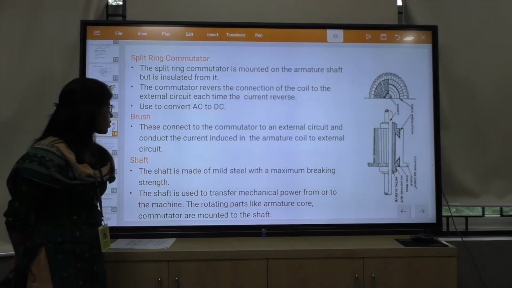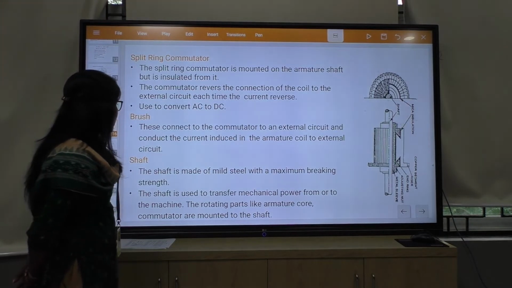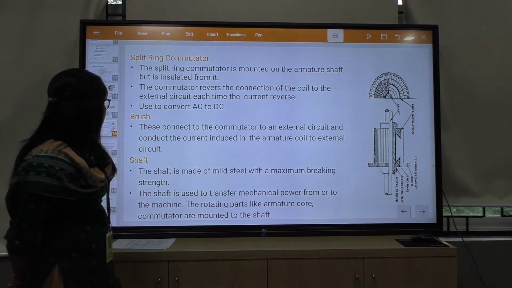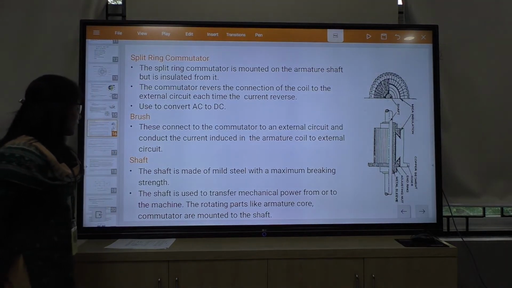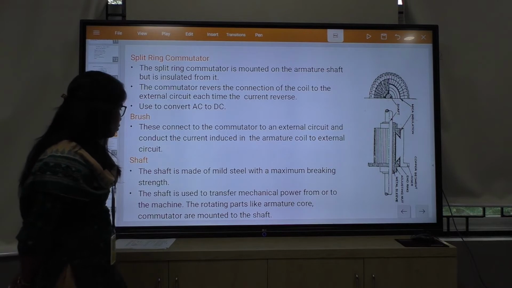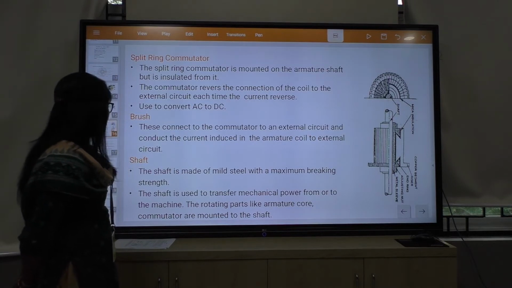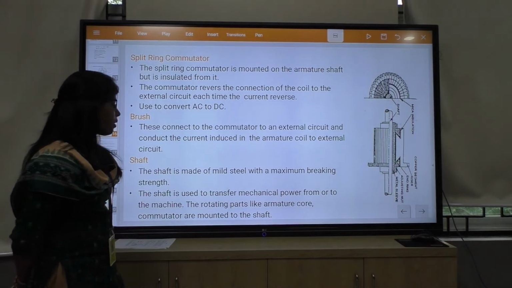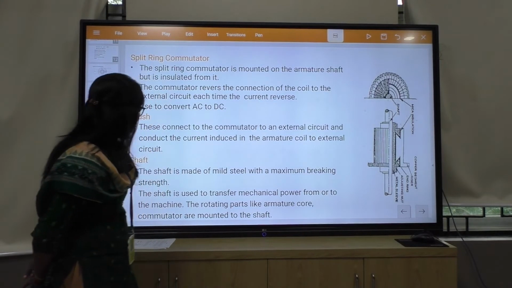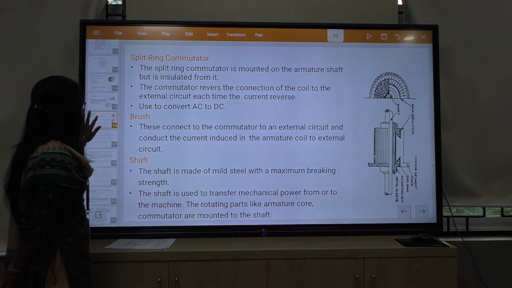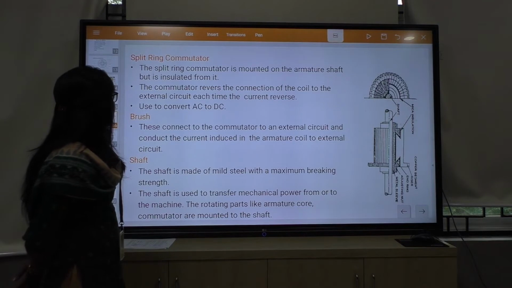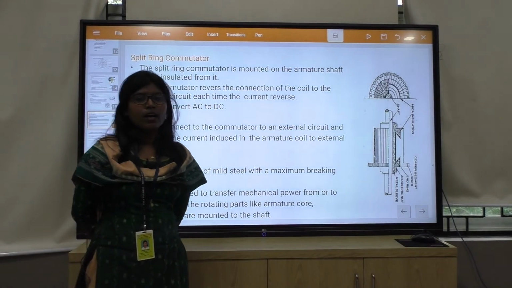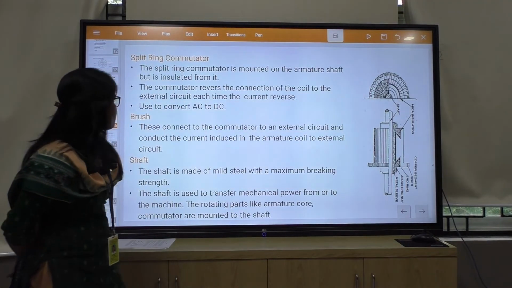Next is the brush. Brushes connect the commutator to the external circuit, and the shaft is used to transfer mechanical power from or to the machine. The rotating parts like the armature core and commutator are mounted on the shaft. So these are the parts of the DC machine or DC generator. DC generators and DC motors have the same parts.